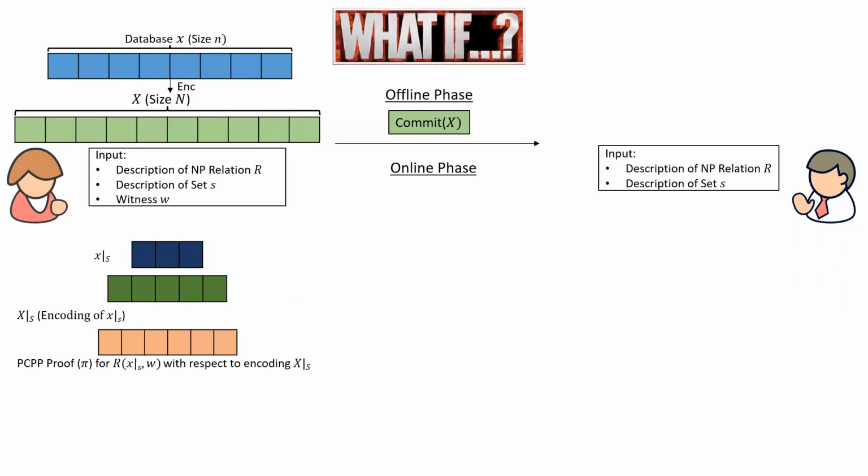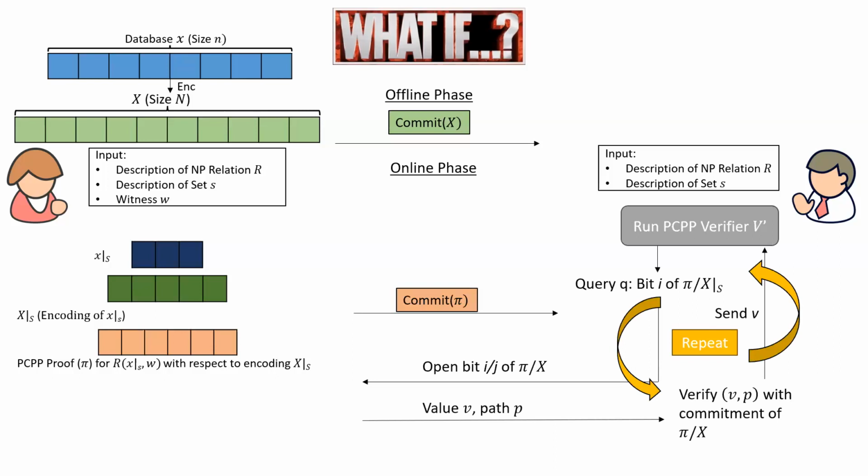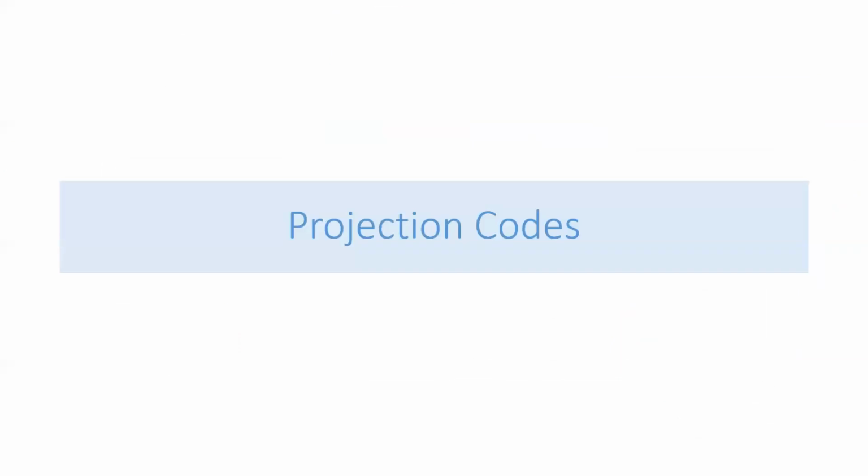And now notice that in this case, we don't need to generate an additional proof that binds this encoding with the commitment, because the bits of the projected code word happen to be the bits that were committed in the offline phase. So this exactly happens to be our notion of projection codes, which I'm going to describe next. This is the new primitive that we introduced in this paper.